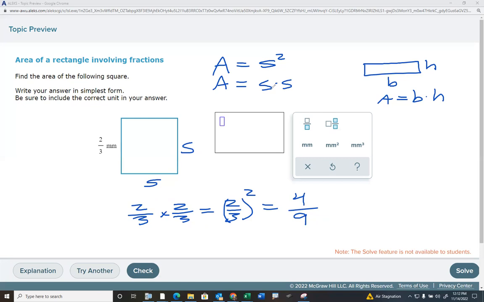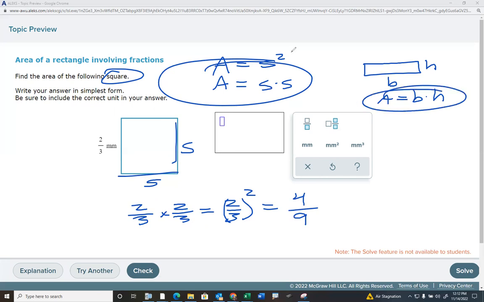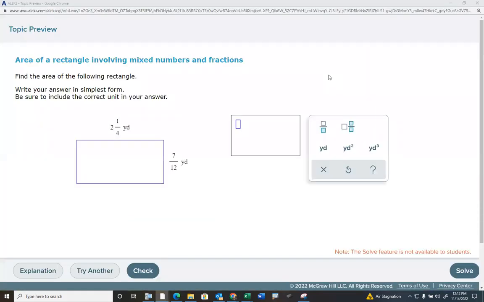And again, this formula that I'm using, it's only for squares. For rectangles, the base and the height are going to be different lengths, and therefore I need to use a different formula, because it is a different shape. Okay. So on this one, find the area of the rectangle. Now we have a rectangle, not a square. And like we just saw, the formula is going to be the base, which is the same as this side here, 2 1/4, multiplied by the height, which is 7/12.